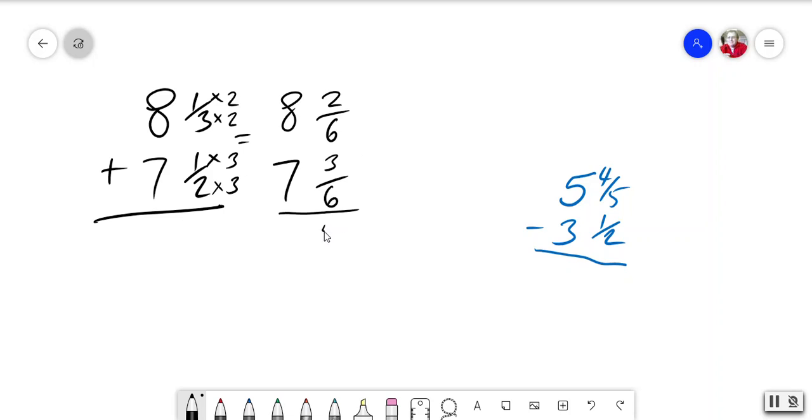2/6 and 3/6 are 5/6. 7 and 8 are 15. 5/6 does not reduce. End of story. Done. Ding, ding, ding.